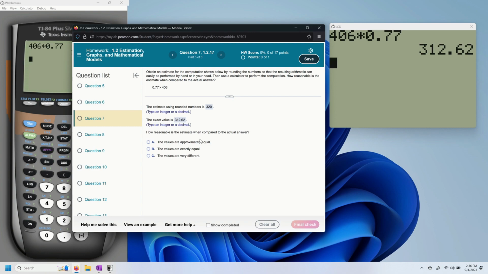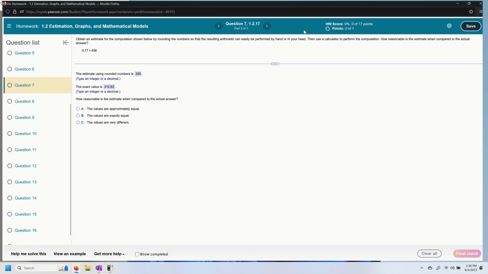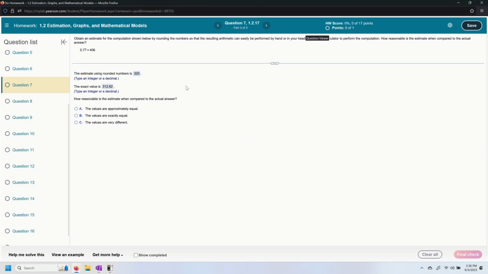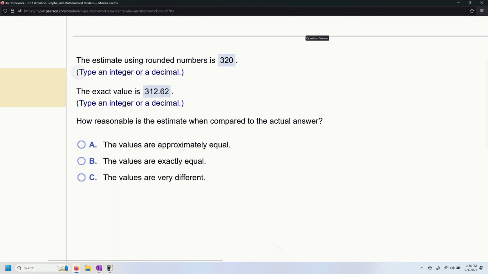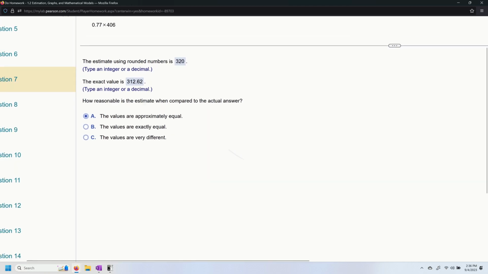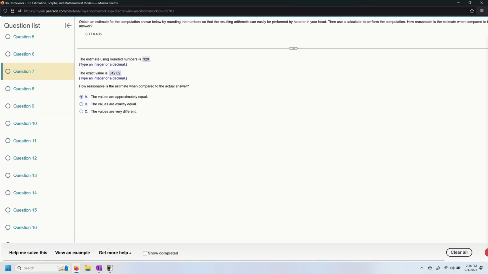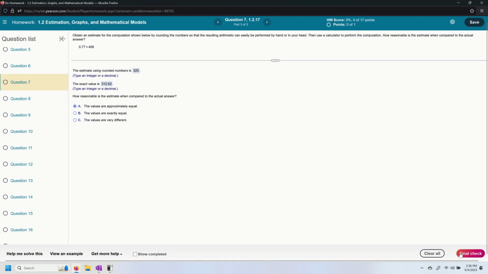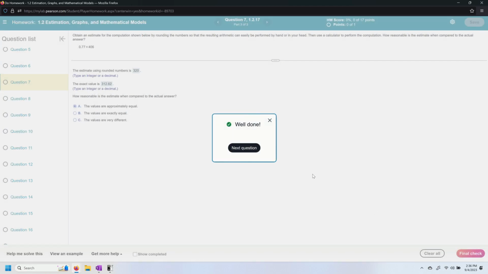And then the last question would be, how reasonable is the estimate? Let me see if I can zoom in here a little bit for all of us so we can see this a little nicer. There we go. So how reasonable is the estimate when we compare them? Well, if you look up here, 320, you look at the exact 312, I would say these are approximately equal. They're not perfect, but that's okay. That's what estimation here is for. And when I go ahead and do my final check, I get a well done.